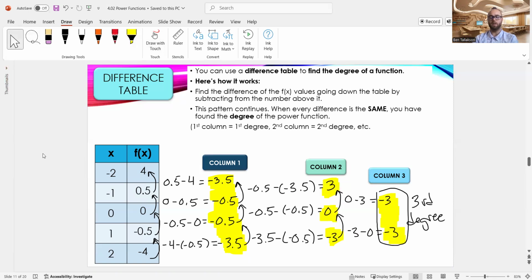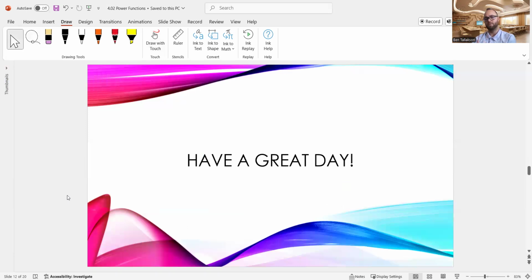Okay, there's going to be lots of different transformations we're going to look at for the various types of functions this unit.